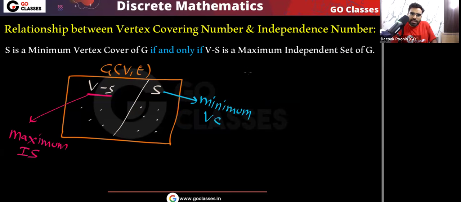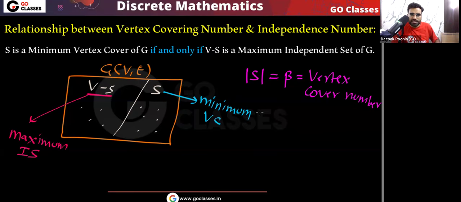The size of S is denoted by beta, because that is your vertex cover number, the size of the smallest vertex cover. Since S is a minimum vertex cover, the size of S is beta. And what is V minus S? This is the largest independent set. The size of the largest independent set is denoted by alpha, which is your independence number.